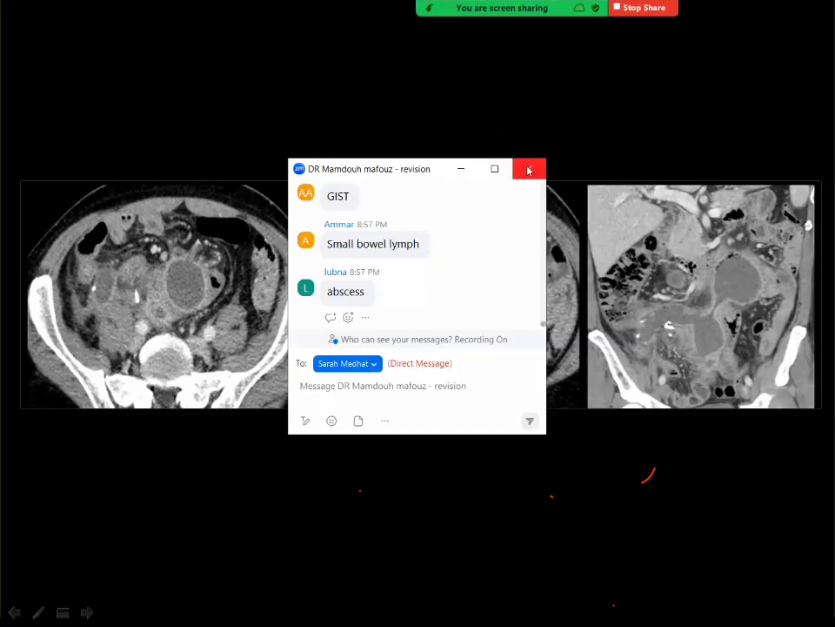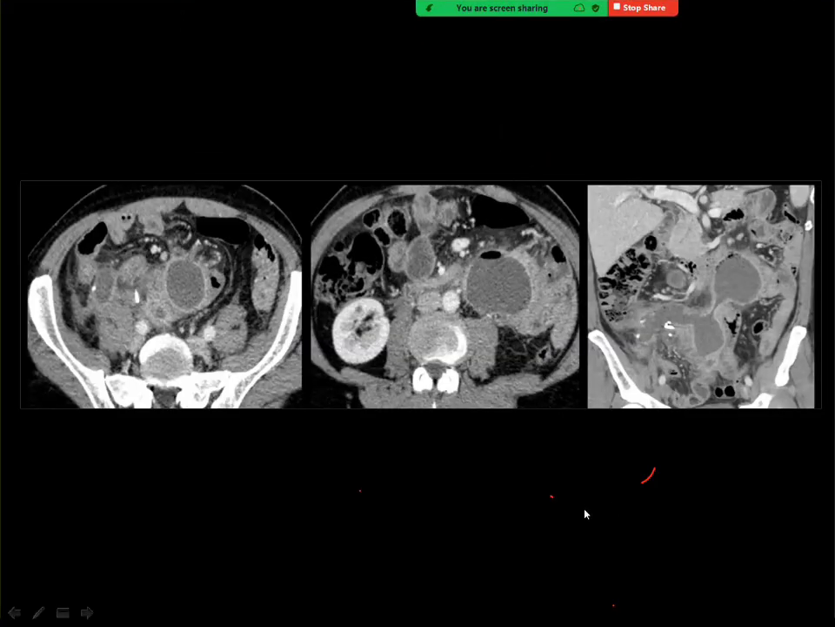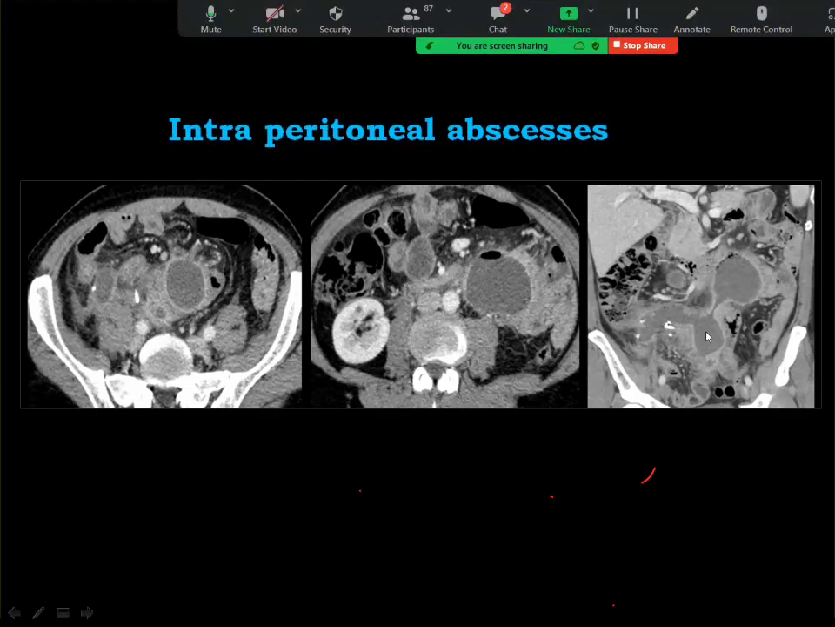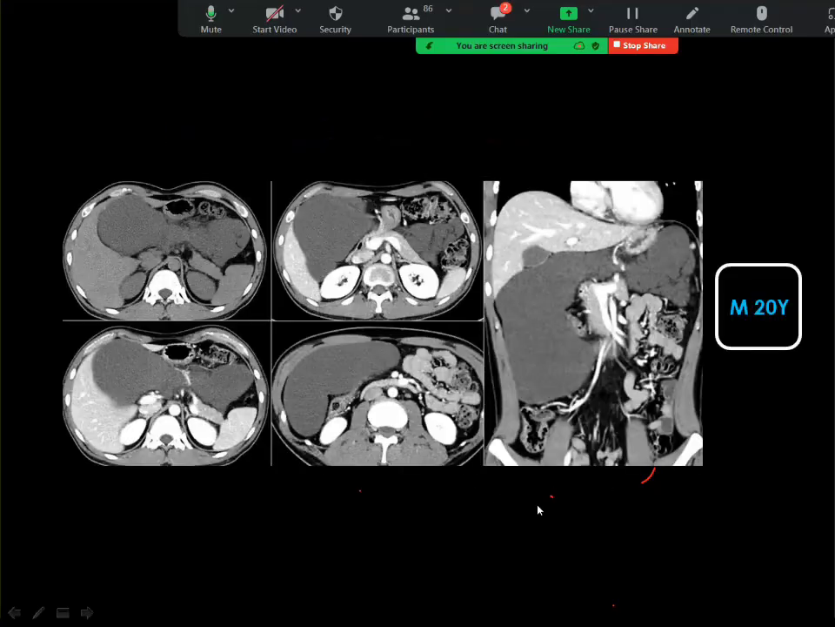Yes, and this is peritonitis and multiple intraperitoneal abscesses. You got multilocular abscesses with enhancing wall and some air loculi inside, with dirty appearance of the fat planes. Next case.